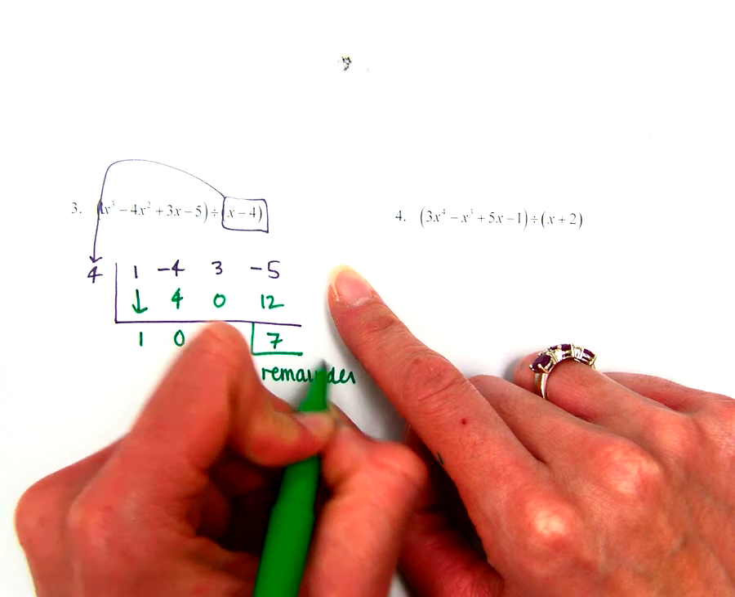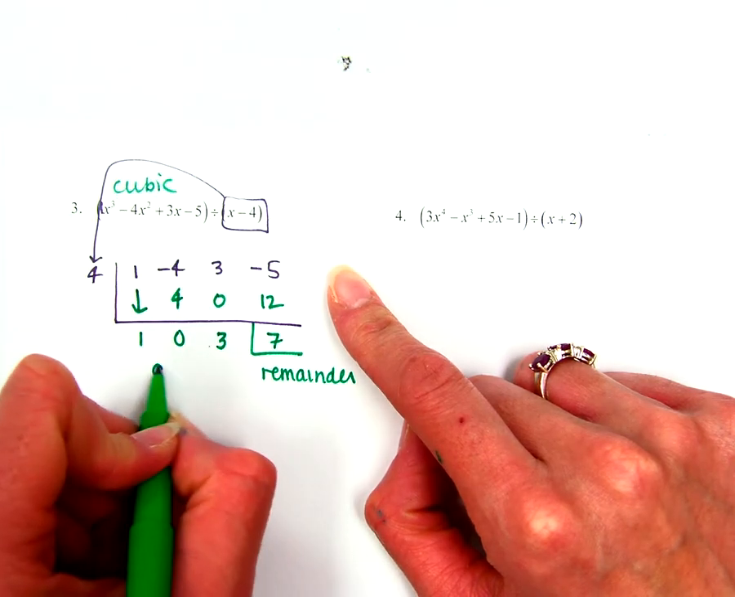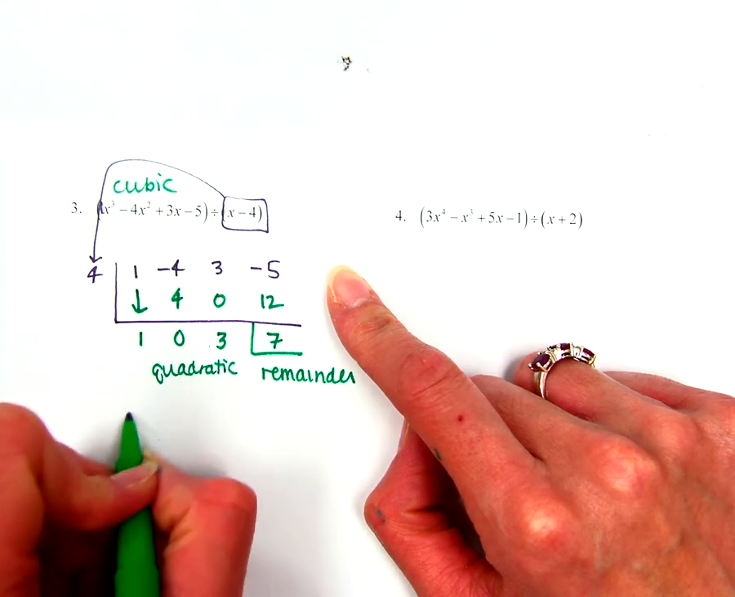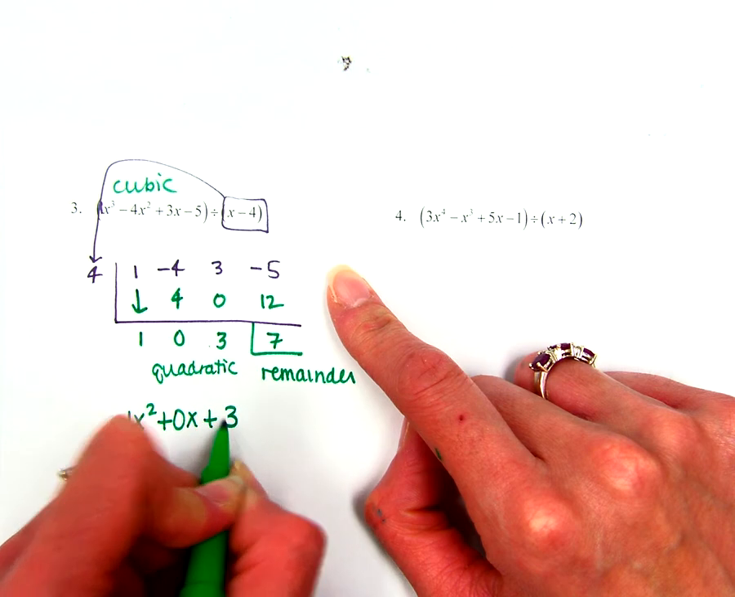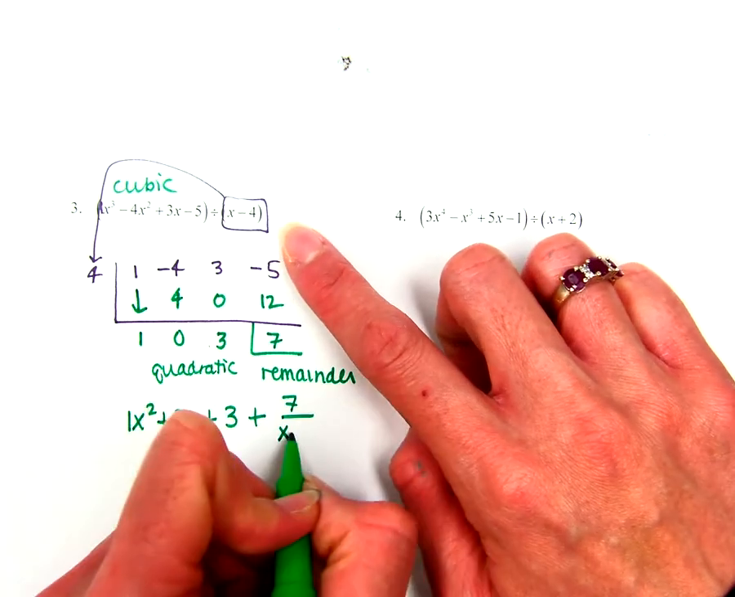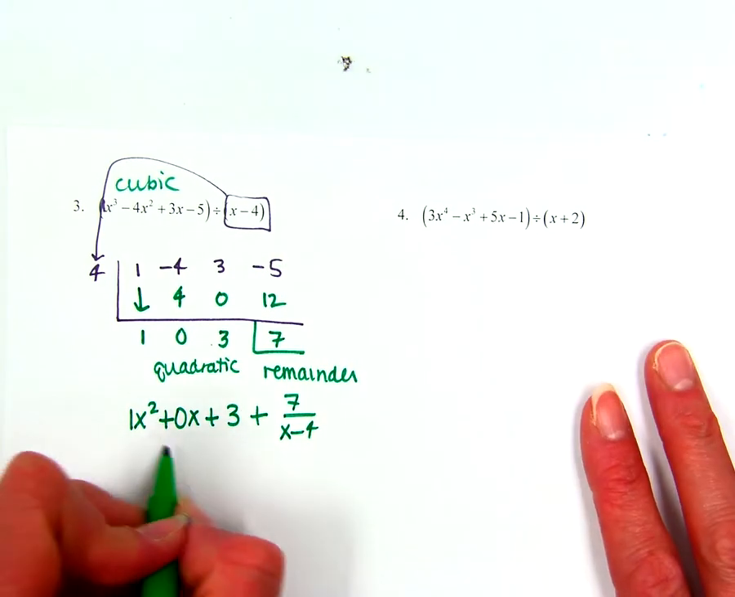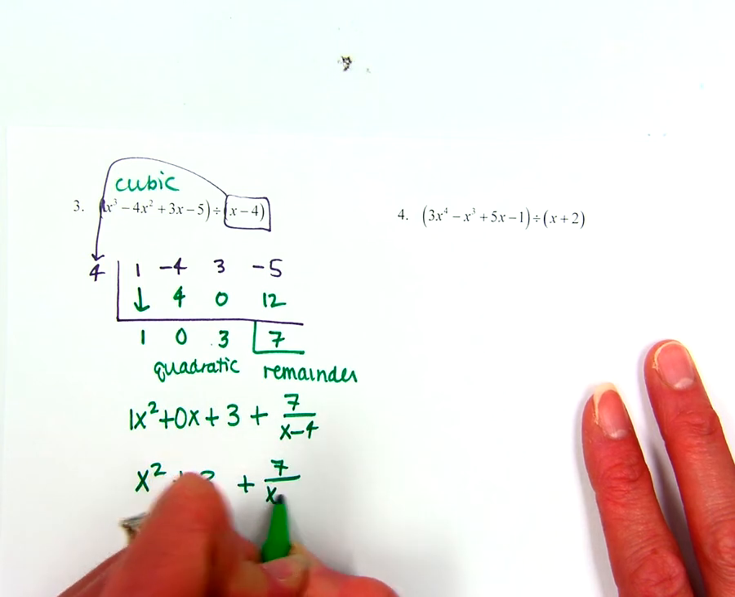So now, my original problem, this was a cubic, right? This should now be a quadratic. So if this was x cubed, this is now 1x squared plus 0x plus 3, and then my remainder goes over my divisor, not just 4, but x minus 4. You obviously don't need the 0x, so it's x squared plus 3 plus 7 over x minus 4.